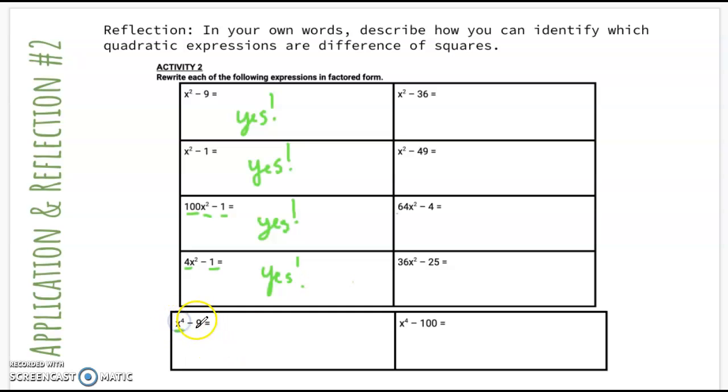All right, this one's a little tricky. X to the 4th is a perfect square. It's x squared squared, right? And then 9 is also a perfect square. The square root of that is 3. So this is also a difference of perfect squares. I don't think there's any examples here that aren't. So hopefully you're looking: do I have a perfect square in the front, a perfect square in the back, and a minus in the middle? And that tells you yes or no if it's a difference of two perfect squares.